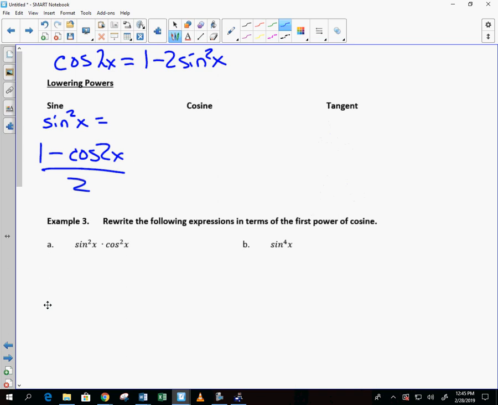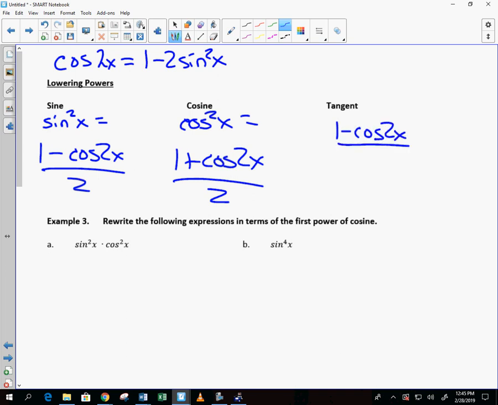We could do the same thing for cosine. Cosine squared of x is equal to (1 plus cosine of 2x) over 2. And the way that we get tangent is we take sine divided by cosine, so we get (1 minus cosine of 2x) over 2, over (1 plus cosine of 2x) over 2.